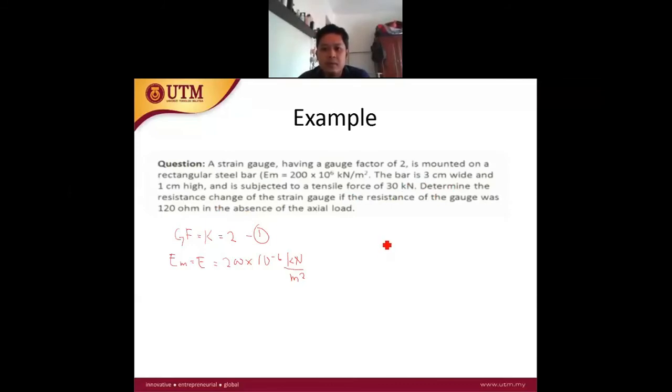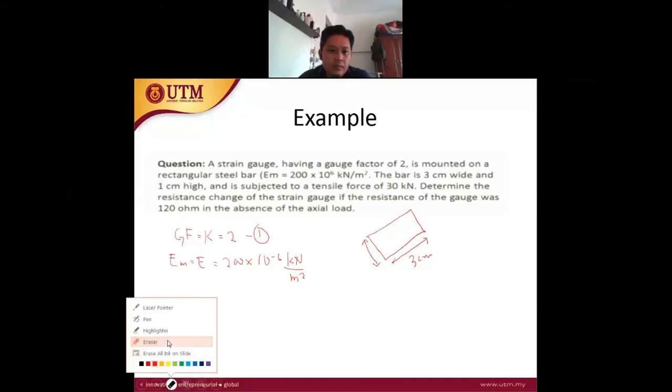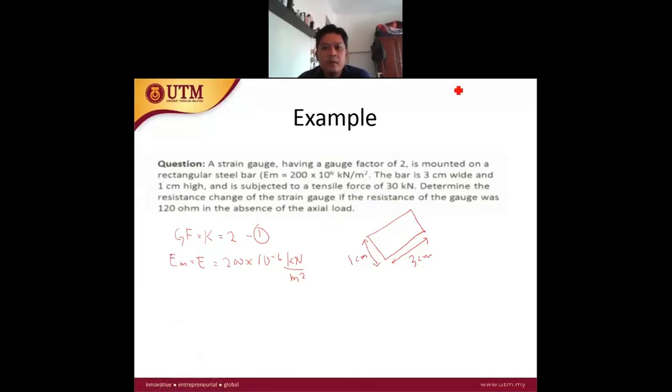So 3 centimeter, 1 centimeter, wide and high. And it is subjected to a tensile force of 30 kilonewton. So F is 30 kilonewton.